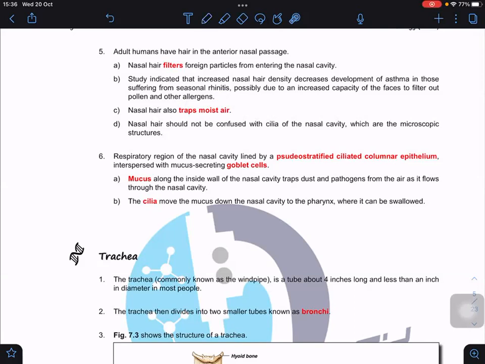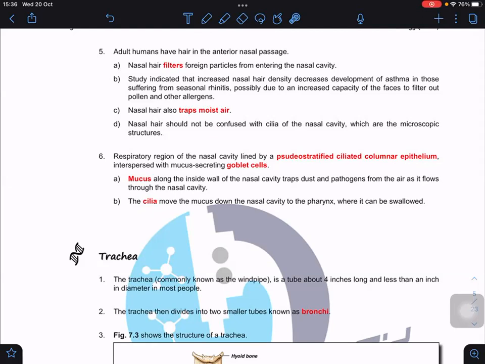And always remember, don't confuse the nasal hair with the cilia. Nasal hair is something that you can see. You can put your finger in and pluck it out. Those are nasal hair, and they have hair follicles. Don't confuse them with cilia. Cilia are protrusions of cells that have microtubules arranged in the 9+2 arrangement. Still remember the 9+2 arrangement.